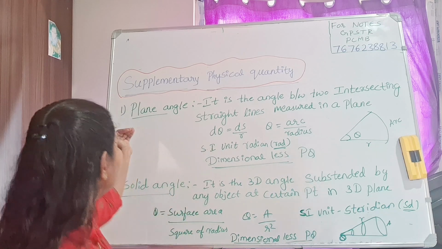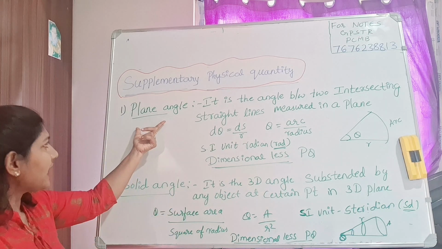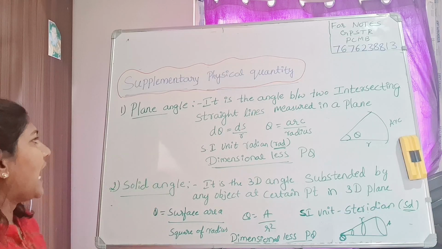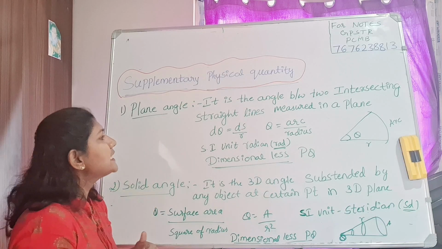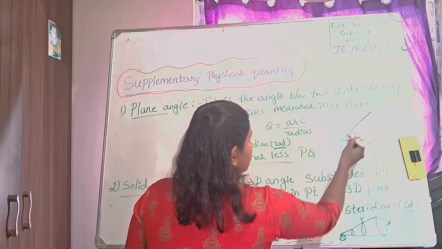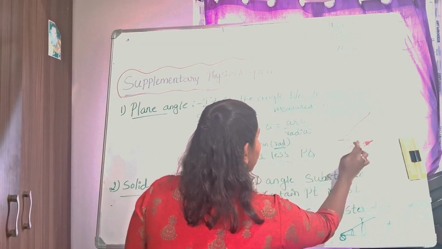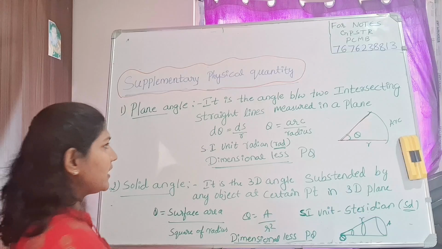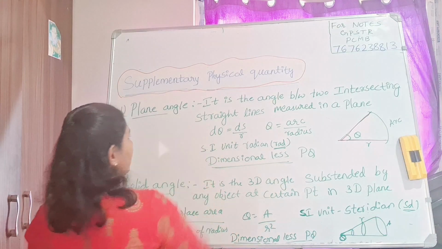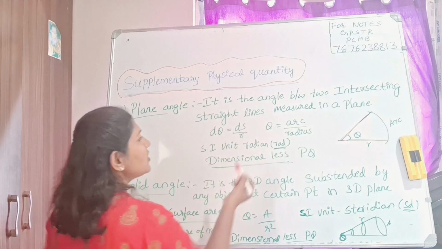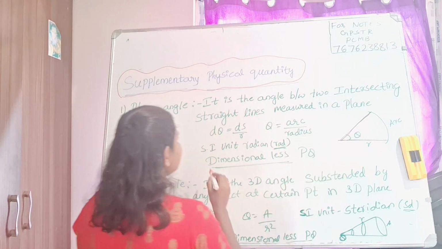In that, two types will come. One is plane angle, another one is solid angle. What is plane angle? Plane angle means the angle between two intersecting straight lines, measured in a plane. So that is plane angle.